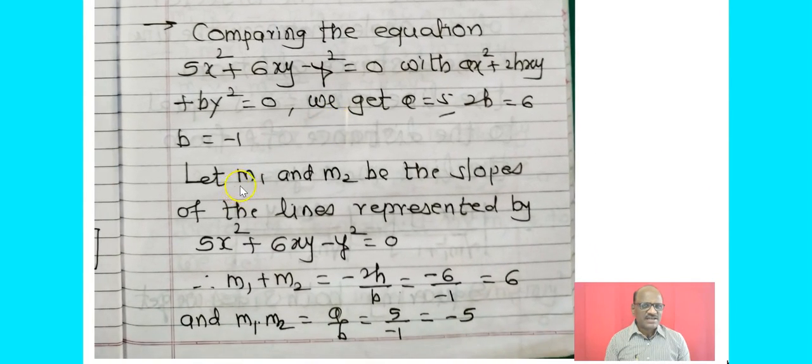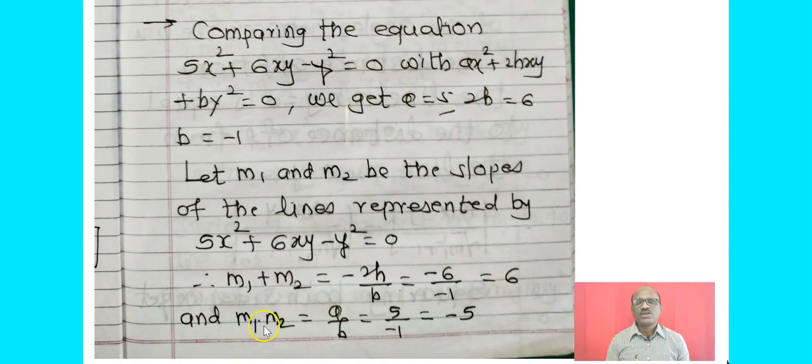Now next, let m1 and m2 be the slopes of the lines represented by this equation. Now find out the sum of the roots, that is m1 plus m2 is equal to minus 2h upon b, that is minus 6 upon minus 1, which equals 6. And the product of the roots, m1 into m2 is equal to a upon b, that is 5 upon minus 1, which equals minus 5.